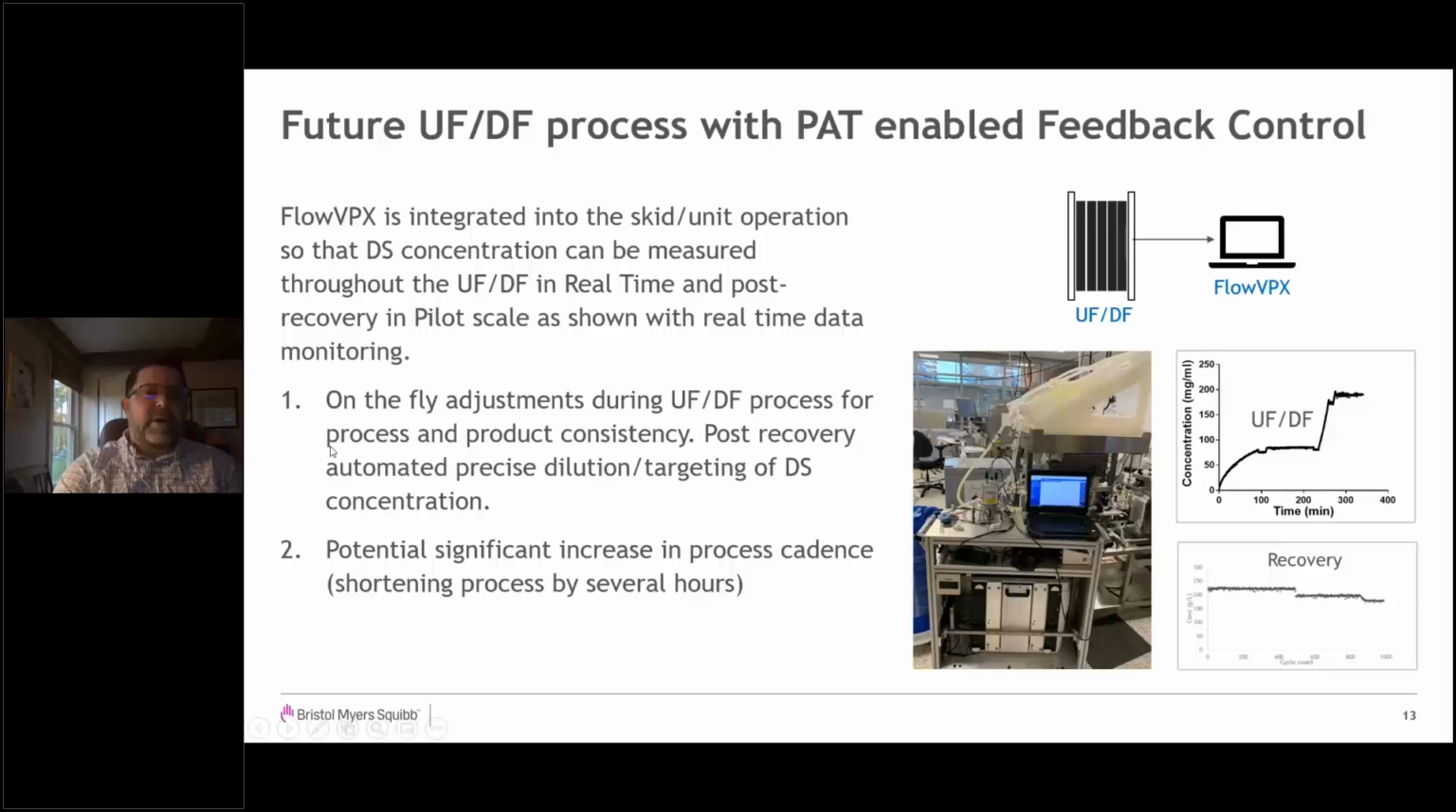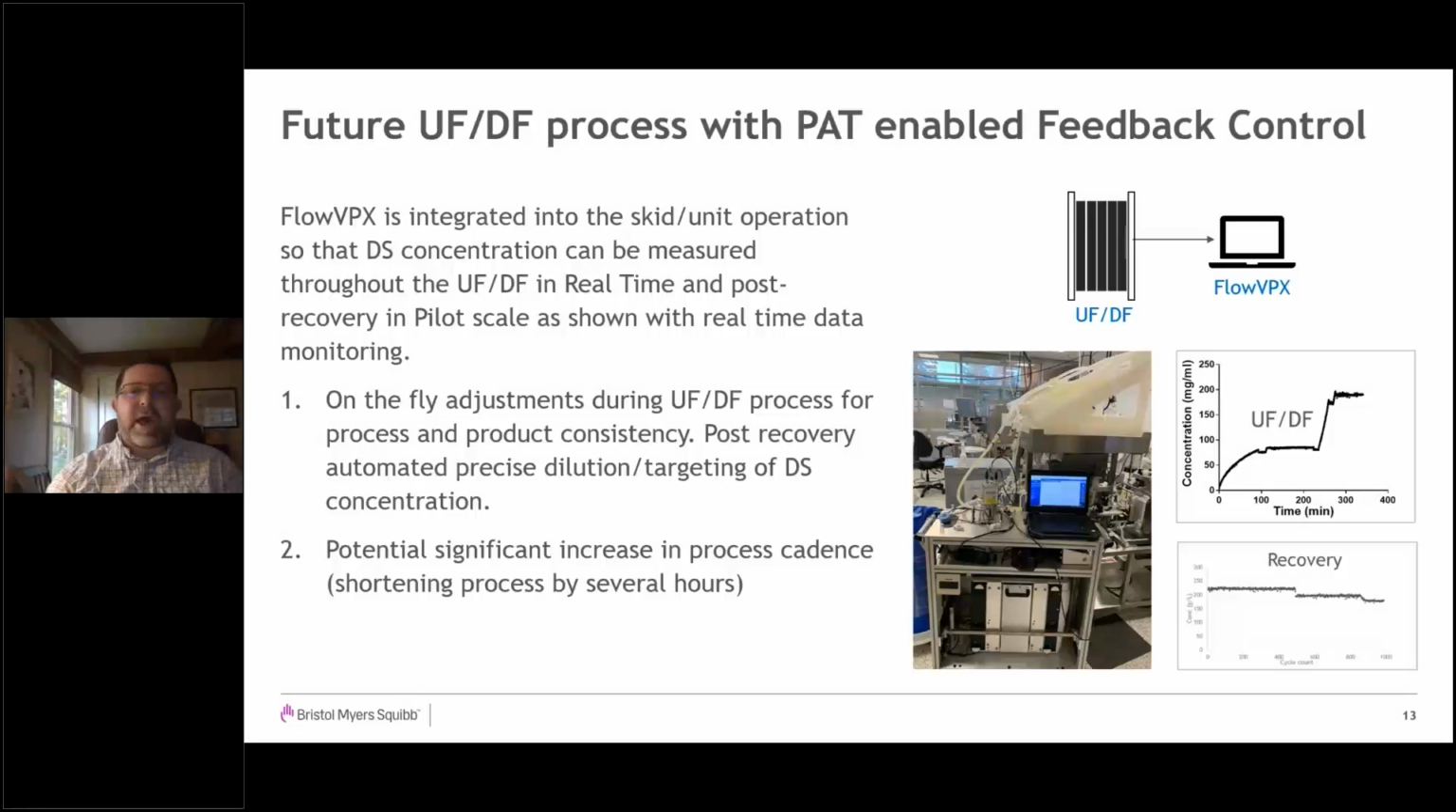And why that would be a big step forward in the UFDF process is on-the-fly adjustments during the UFDF process and product consistency. Actually, I'm moving backwards, sorry. What I'm saying is that these VPXs can be turned into real-time product monitoring and control devices, so that data feeding back to the Delta V can be used for precise targeting of substance concentration. Because right now, that is all done manually by the operators. They use these things to hit a certain set point, and they have to figure that out based on mass. In the future, they could do it based on concentration.